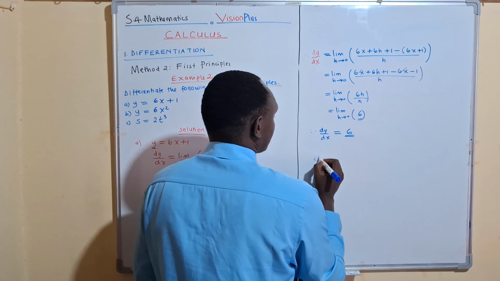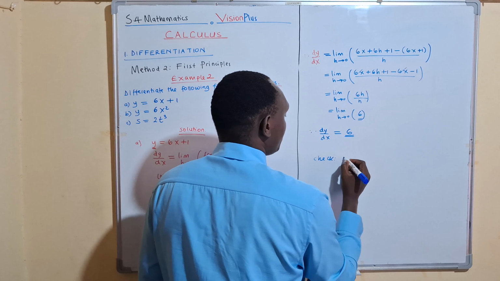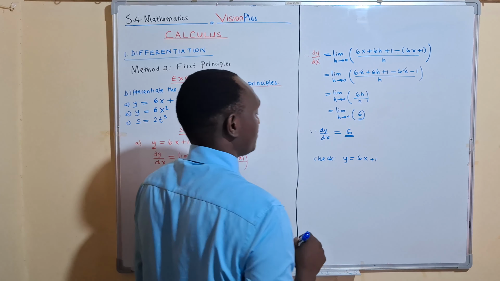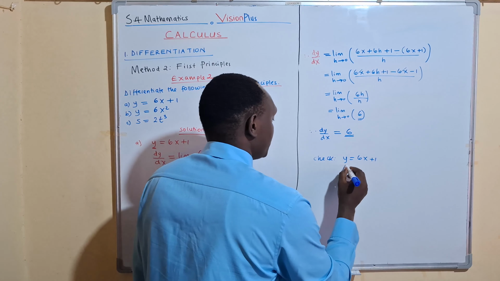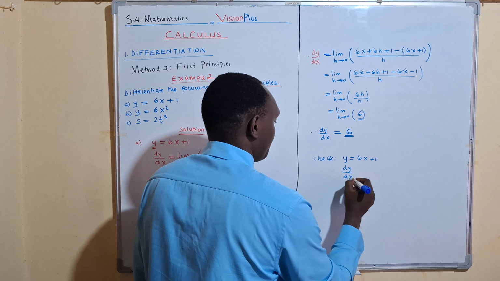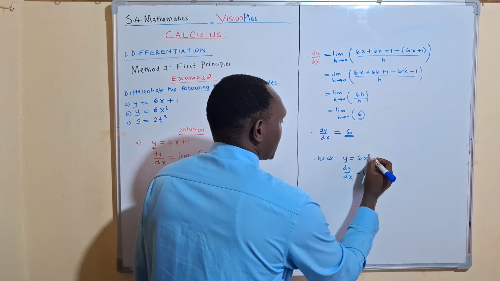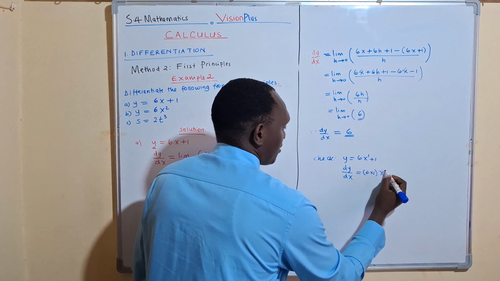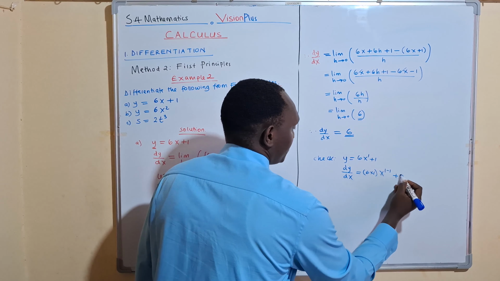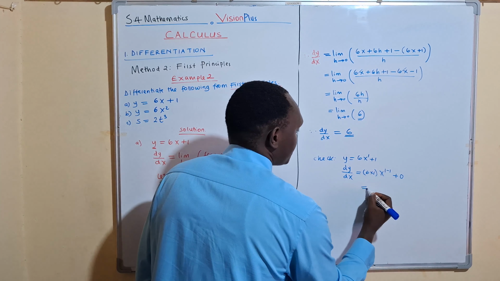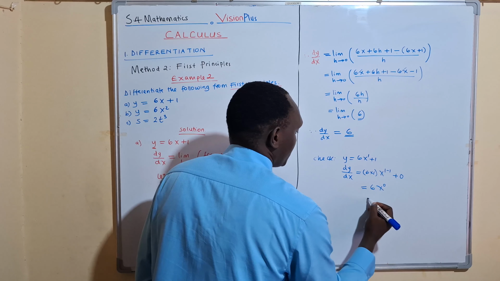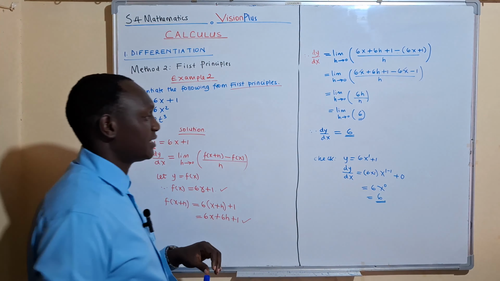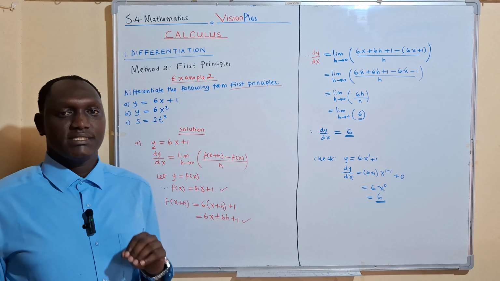You can check if your answer is correct before you leave. Y is given as 6x plus 1. Use the other method of powers and coefficients. So here we shall say dy dx equals, this one has a power of 1. So we shall say 6 times 1, x power 1 minus 1, plus, if we differentiate 1, we get 0. This gives us here 6 x power 0, which is the same as 6. So we are certain that our answer is correct. So this is the solution to part A.